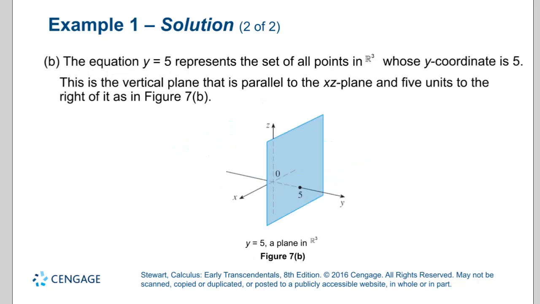And the same thing if I had y equals 5. In this case, y equals 5 is going to be parallel to the xz plane, and it's going to be 5 units to the right of it.